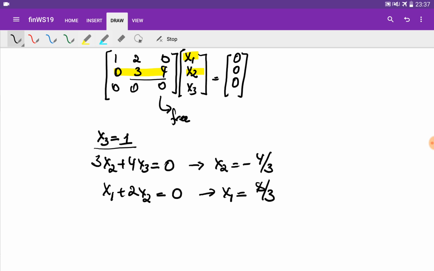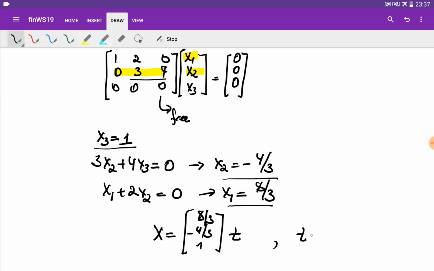So this is the special solution for the system. In general, the solution space of this system of linear equations contains all possible linear combinations of this vector. So basically it is going to be x equals the vector 8 over 3, minus 4 over 3, and 1 multiplied by the parameter t, where t takes any value from the real numbers.